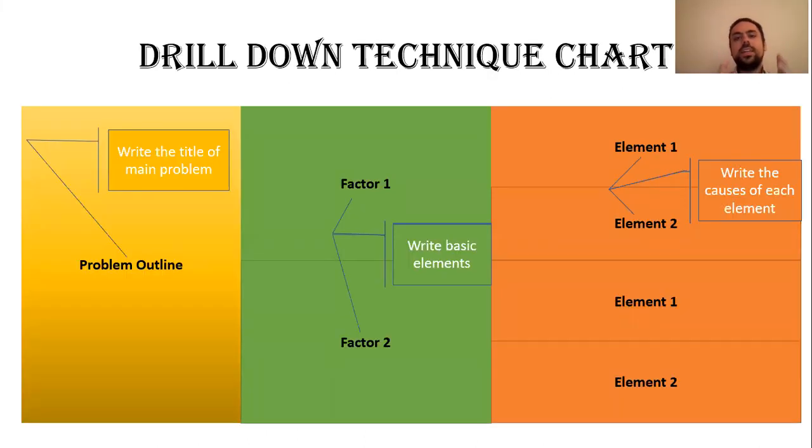This technique has a special chart. This chart is the drill down technique chart. Please pay attention. In the problem outline part, we should write the title of the main problem. The middle part is related to factors. These parts are related to those factors which lead to the main problem. The last part is related to elements. Elements are the root and the main causes of factors.